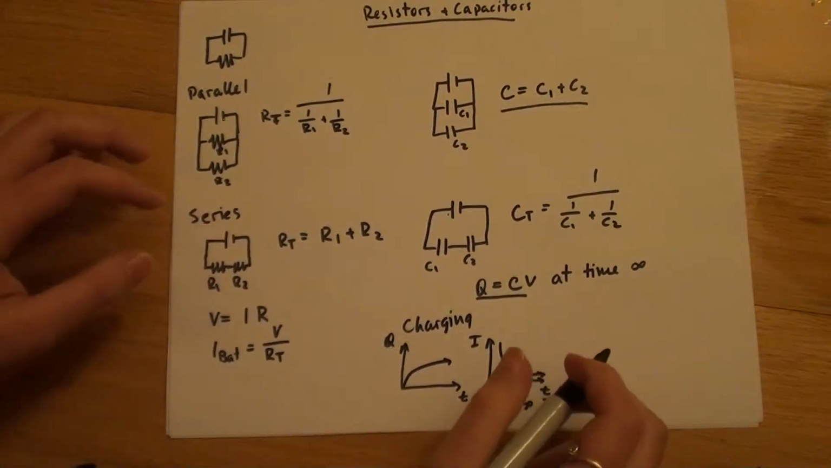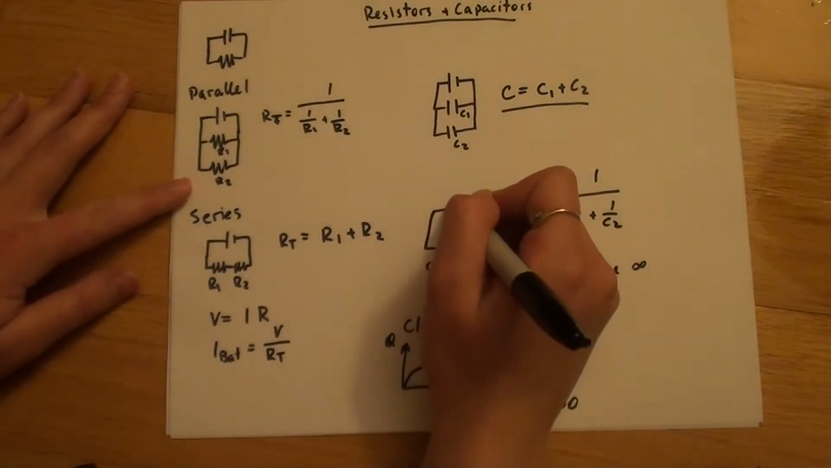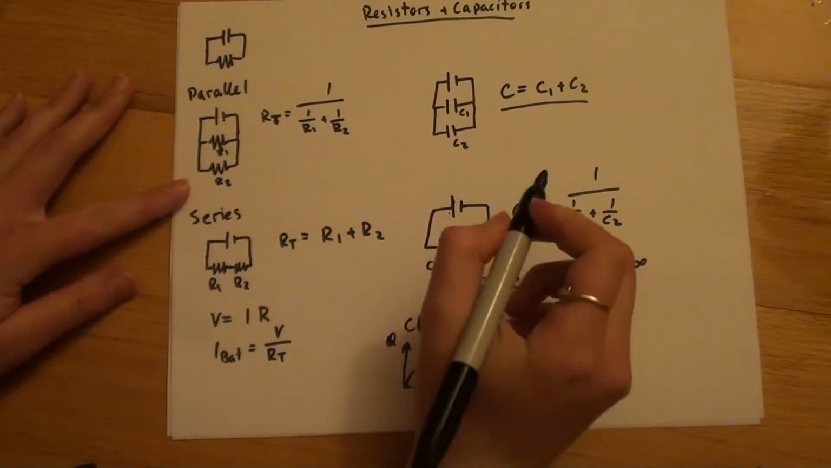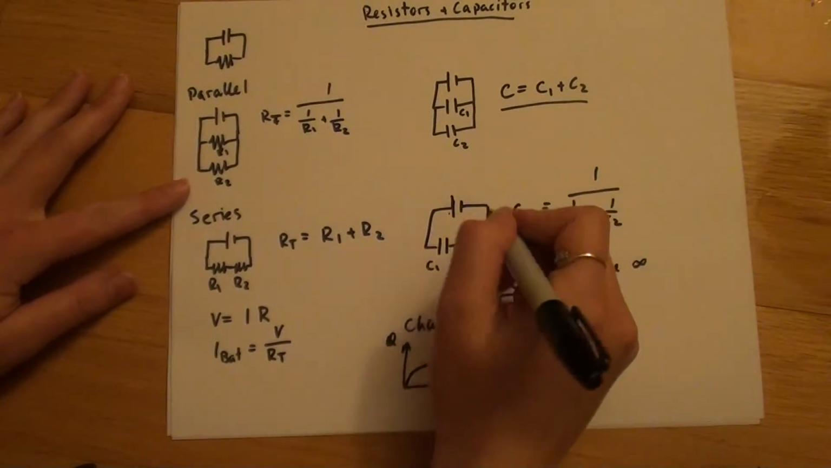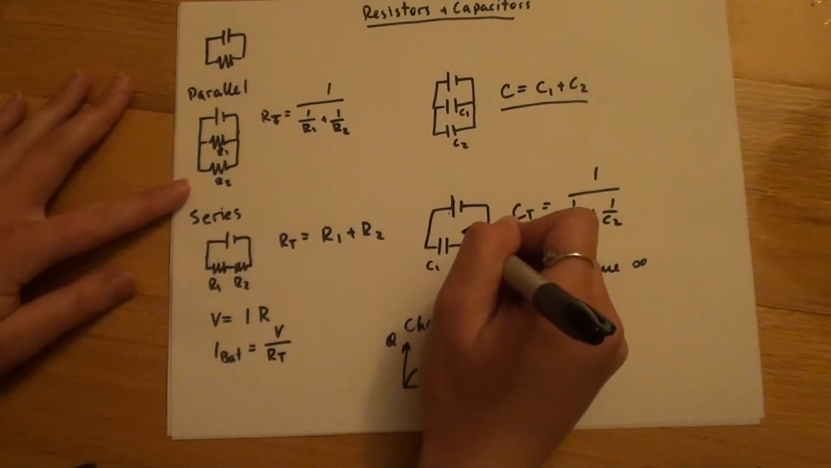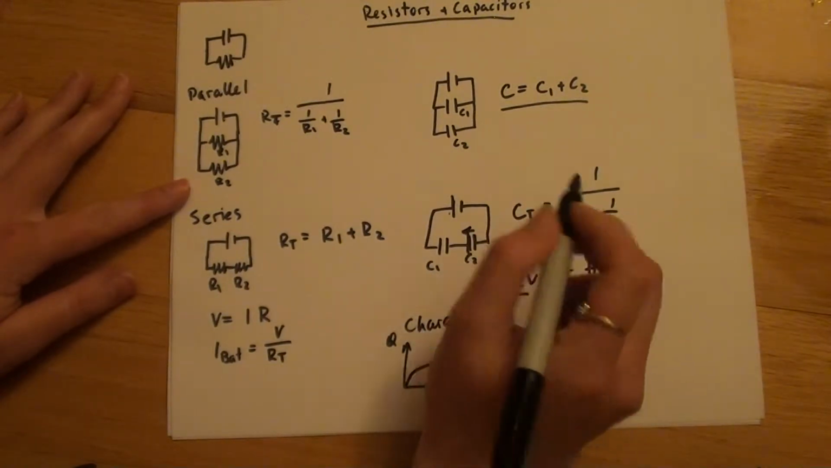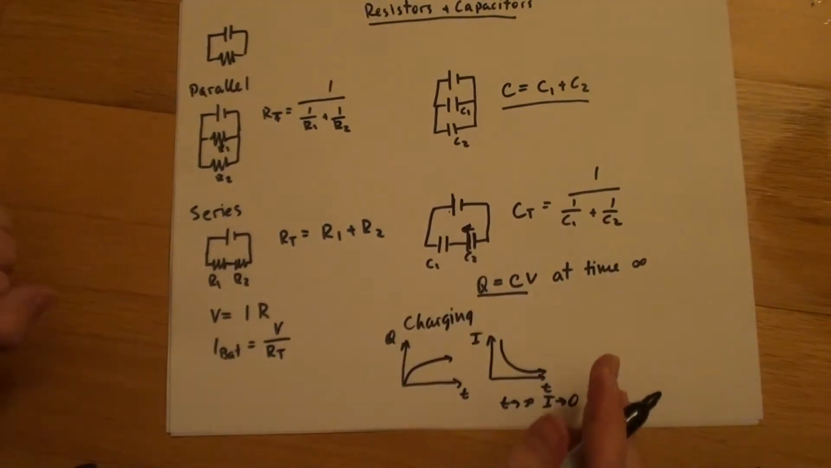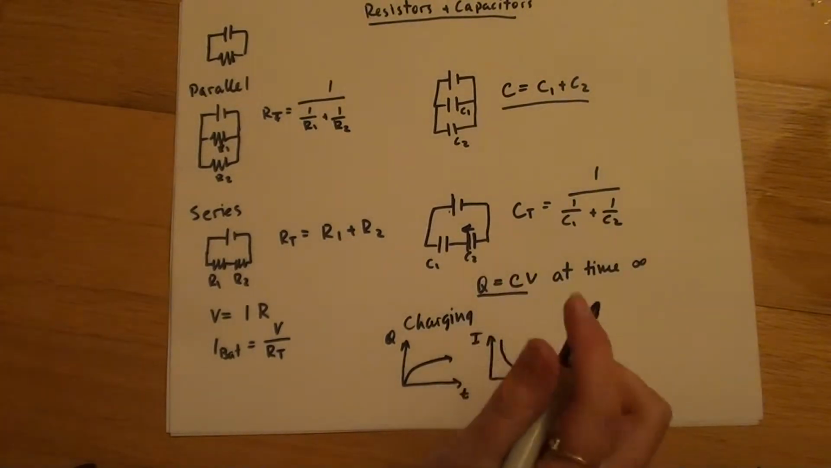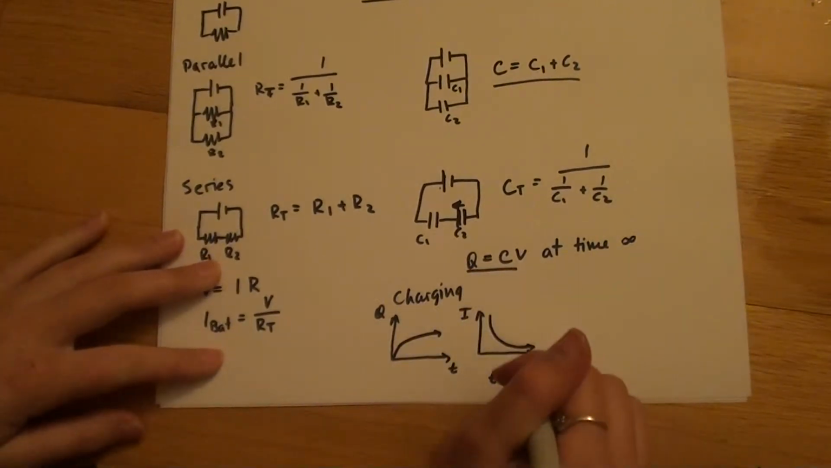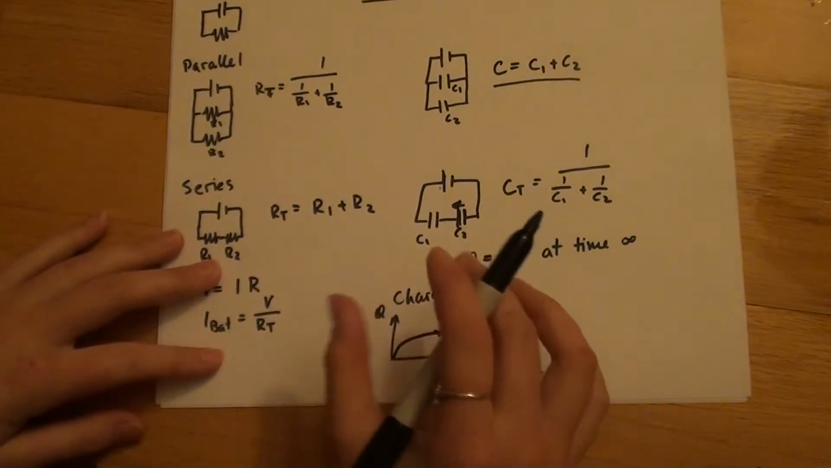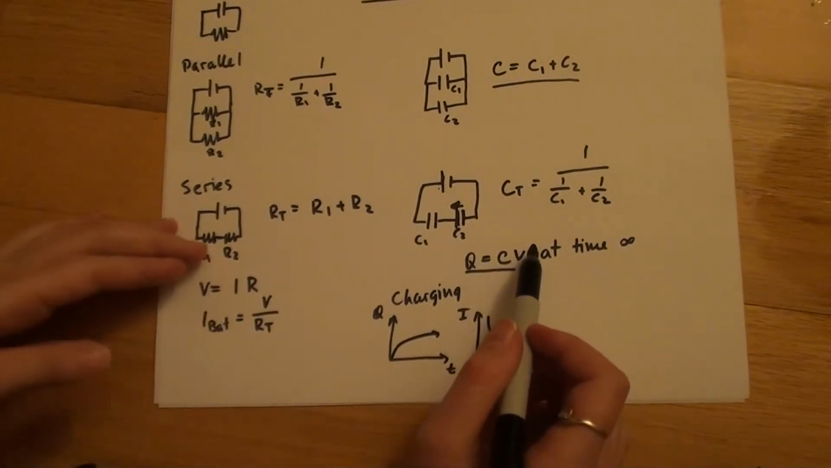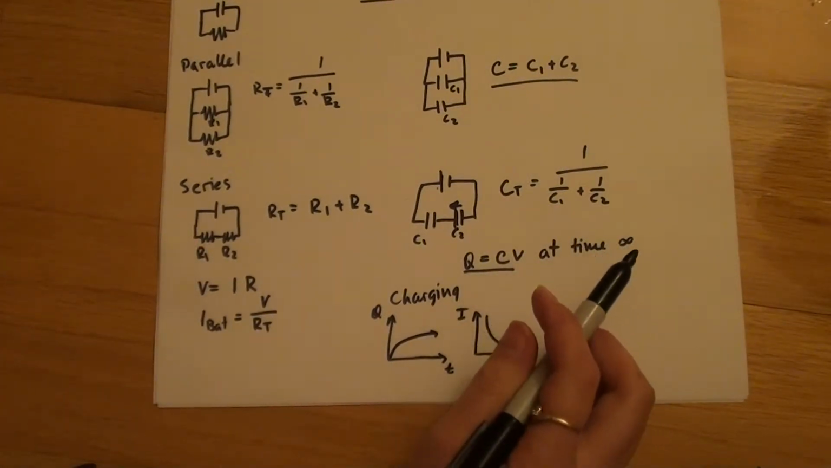It is important to remember that after this circuit has been running for a really long time, the capacitors will be fully charged, and therefore there will be no current flowing, because the charge actually doesn't flow through the capacitor. It collects on this side and collects on this side. For a more detailed explanation, there's another video on this. So I won't go into detail here, but it is important to remember that at t equals infinity, the current will be 0 and the charge will be CV.